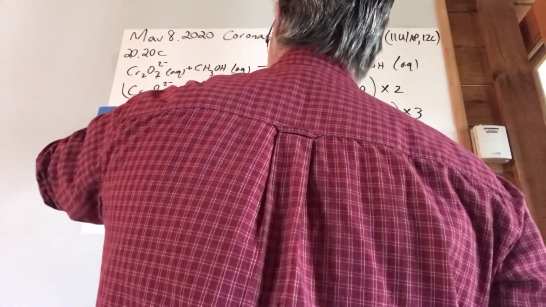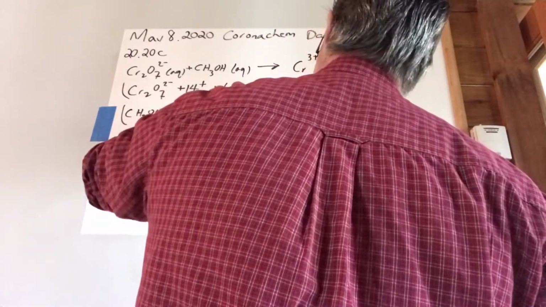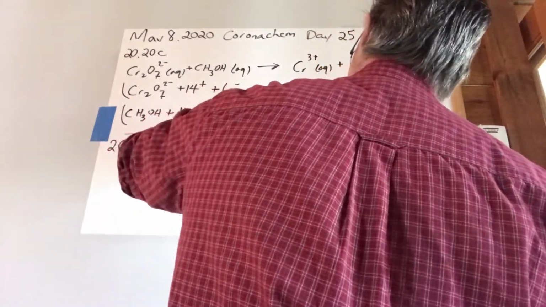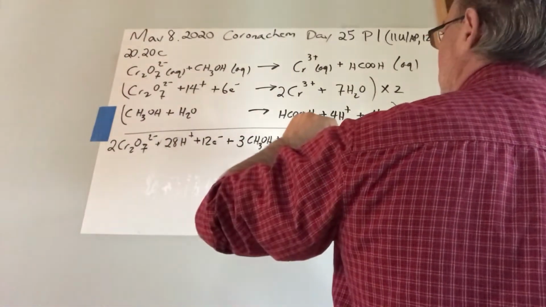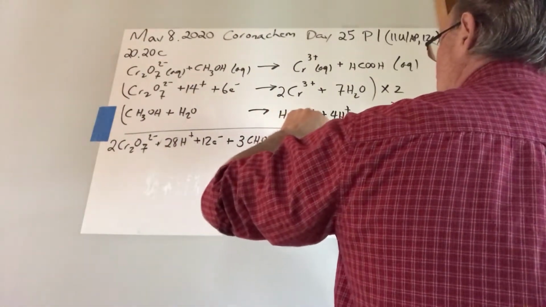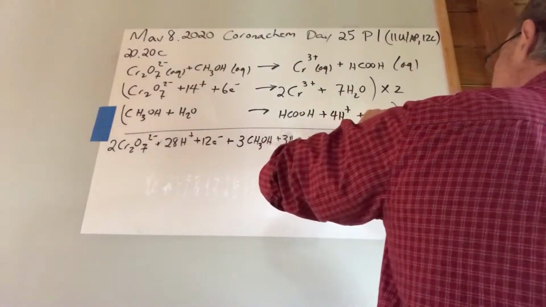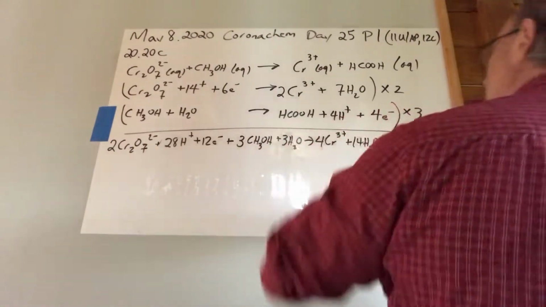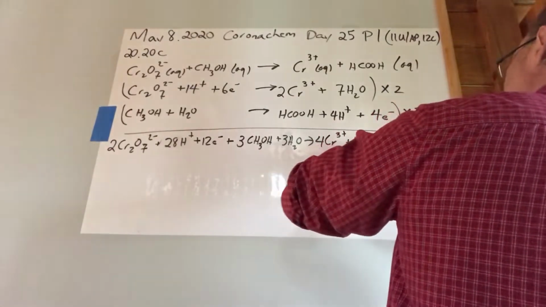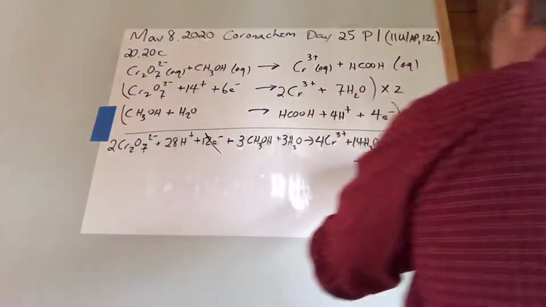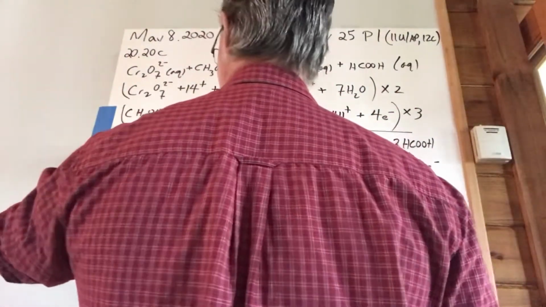Plus 12 electrons, plus 3 times the methanol, plus 3 waters. And then on the right side of the equation we're going to have 4 chromiums, plus 14 waters, plus 3 methanoic acids, plus 12 hydrogens, plus 12 electrons. The electrons will cancel. The hydrogens will also partially cancel, so you're going to have now 16 on the left.